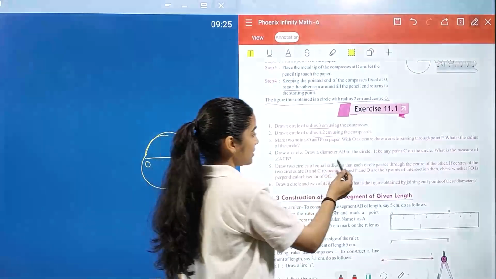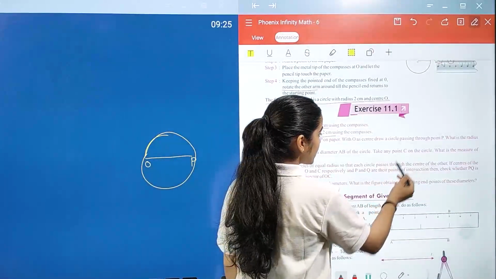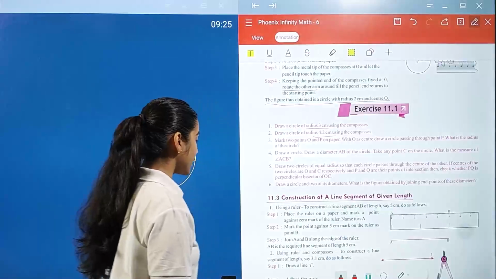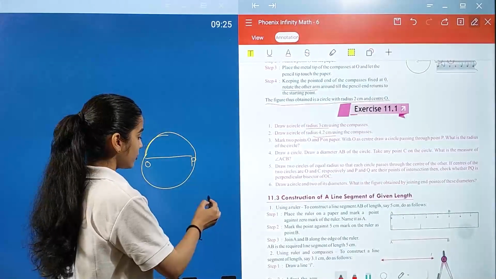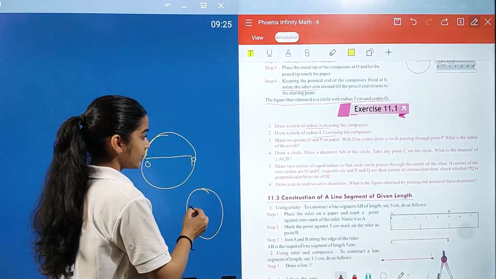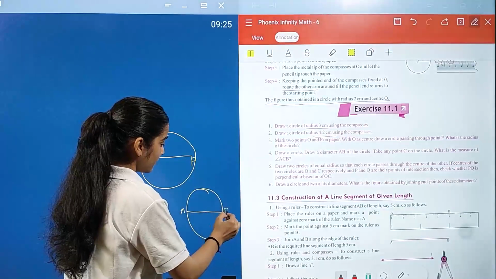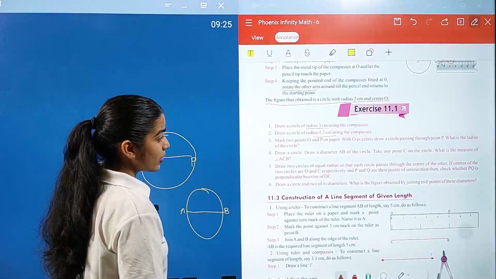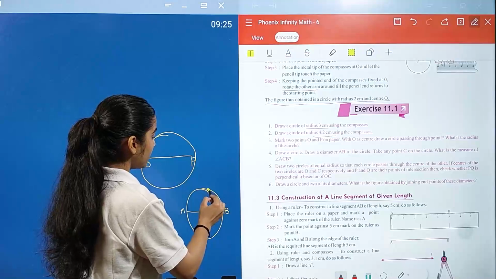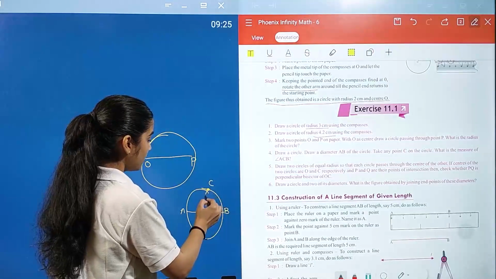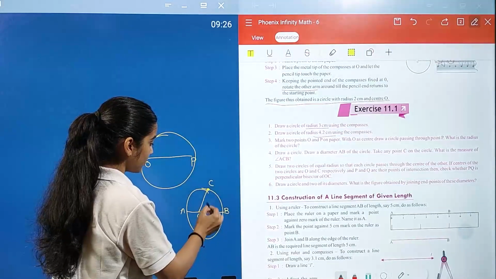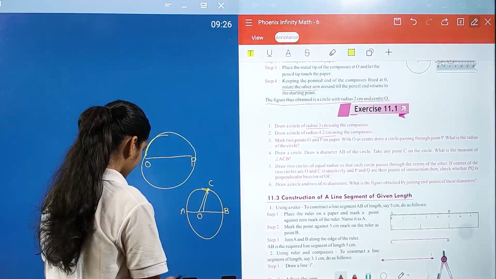Draw a circle, draw a diameter AB of the circle. Take any point C on the circle. What is the measure of angle ACB? So first of all, you have to draw a circle. After this, you have to draw a diameter, which is AB. Take any point C on the circle. For example, you take any point C on the circle, this, and connect it with your center. Sorry, your center should be here.